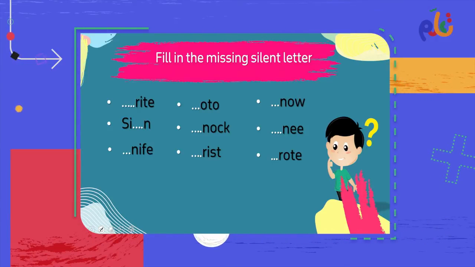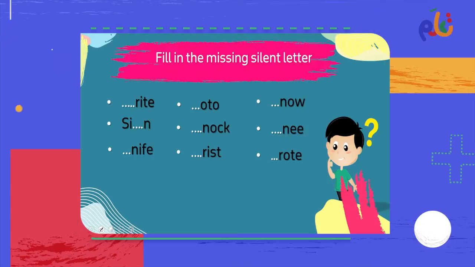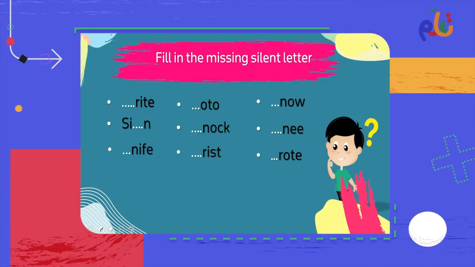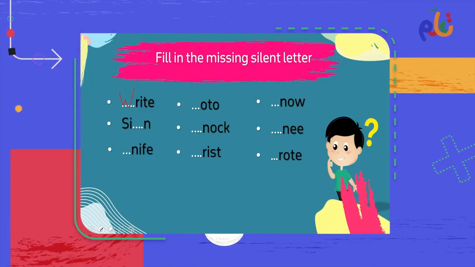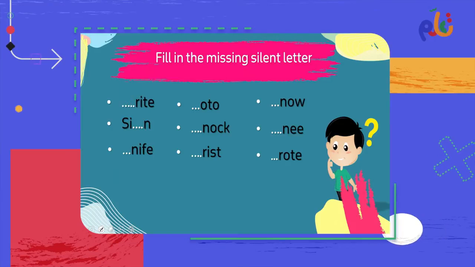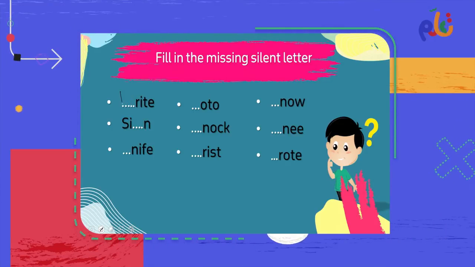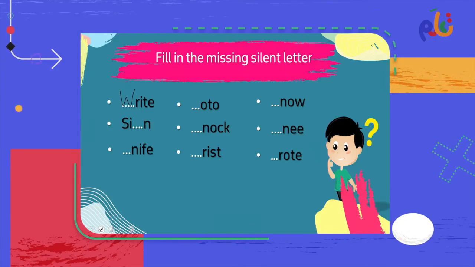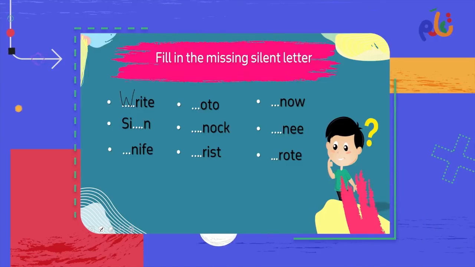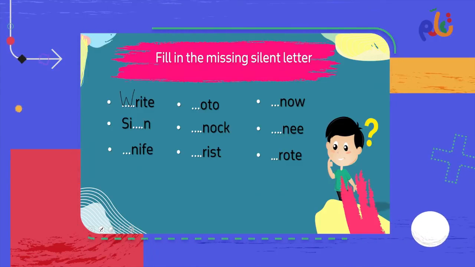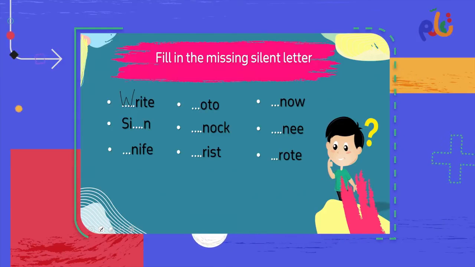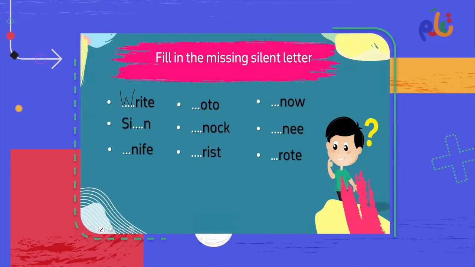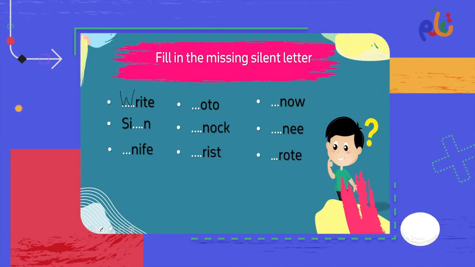Now, the first word I have is write. Write. Now, what is the missing letter? It is W. Right. Because we have a rule here: the W is silent. When there is an R, a silent W comes right after it or before it. Now, auto. What is the silent letter that we're supposed to write in this word?